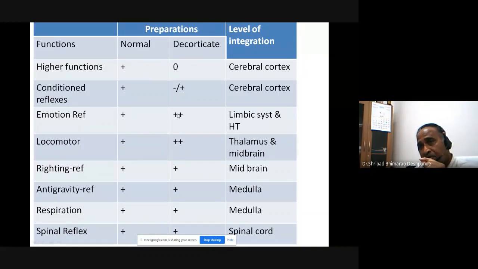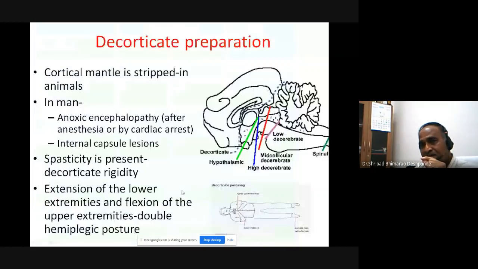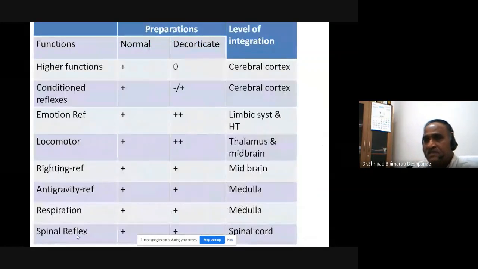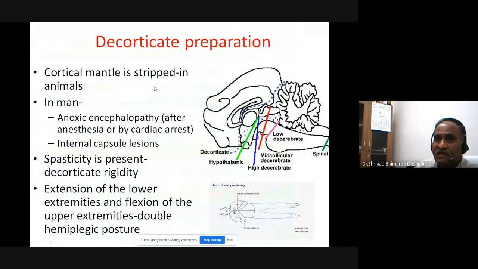So I want to change this one to plus plus, this one plus plus, and this spinal reflexes plus plus. Okay, now move on to the next slide. So this is what I mentioned. Cortical mantle is stripped off. In man, this occurs in anoxic encephalopathy, that means brain disease, encephalitis or anything, or a person under anesthesia who goes into a deep anesthesia, he may go into anoxia because of the respiratory arrest.